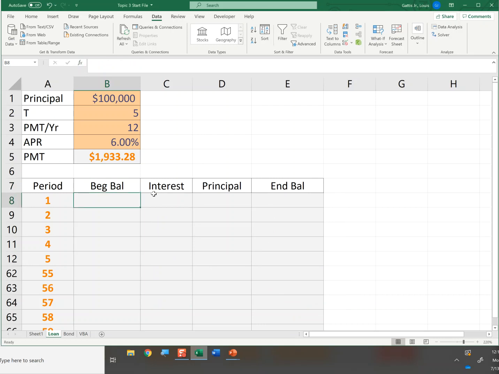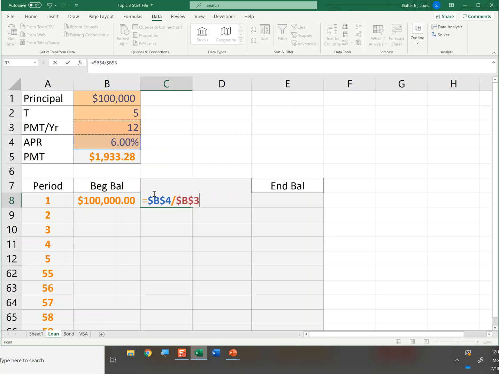And I just want to prove that. At the first period, you owe $100,000. In that first monthly payment of $19.33, you owe the 6%, I'm going to anchor that, divided by 12, that 0.5%, times my beginning balance, $100,000. So my first interest payment is going to be $500. However, I paid a total of $19.33. I'm going to anchor that. So minus my $500, I'm paying off principal of $14.33 in the first payment.